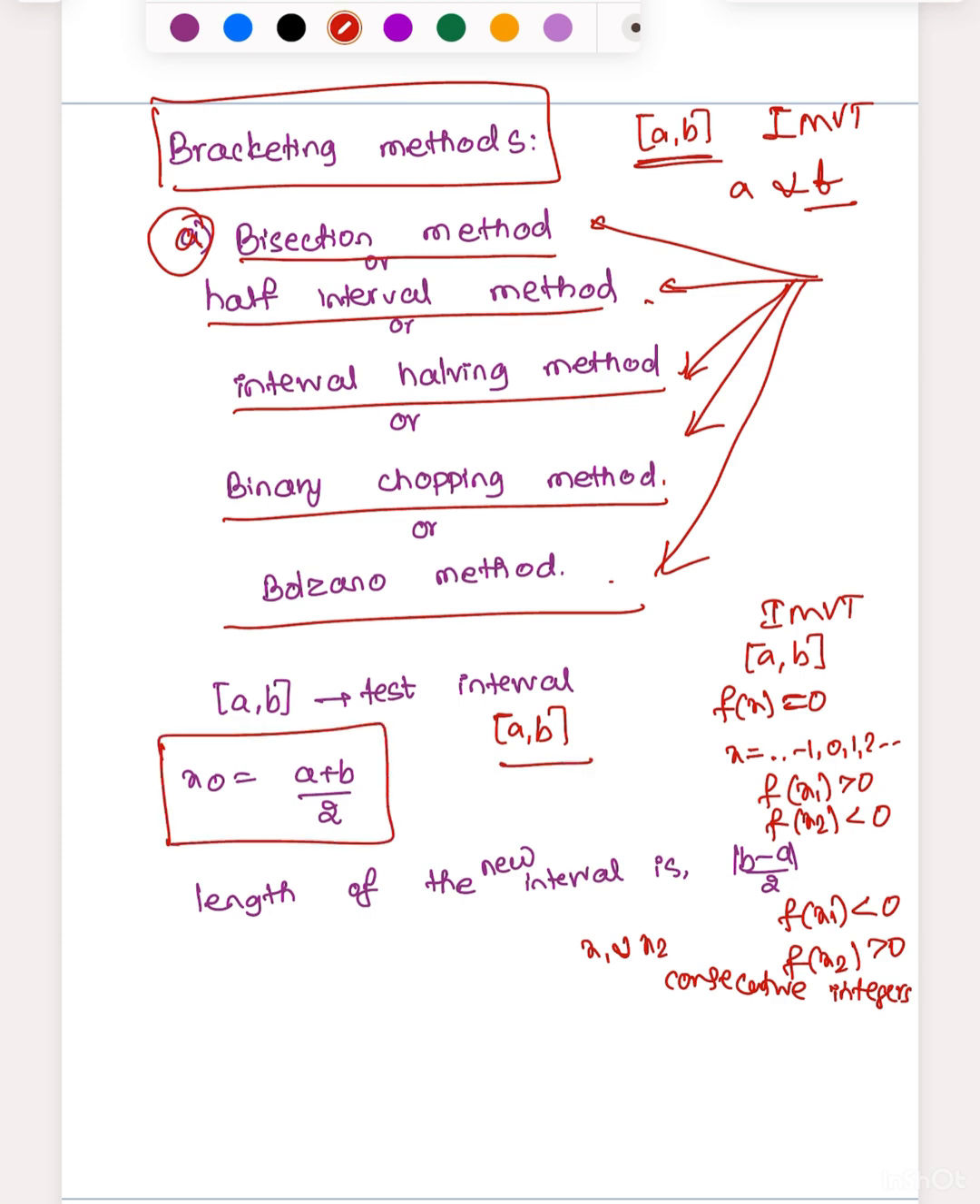The first iteration for the bisection method is given by the initial approximation x0 = (a + b)/2. This is the starting point, this is the end point. If we chop this interval into exactly half, that will be the first iteration, that is x0 = (a + b)/2, the first iteration of the bisection method.